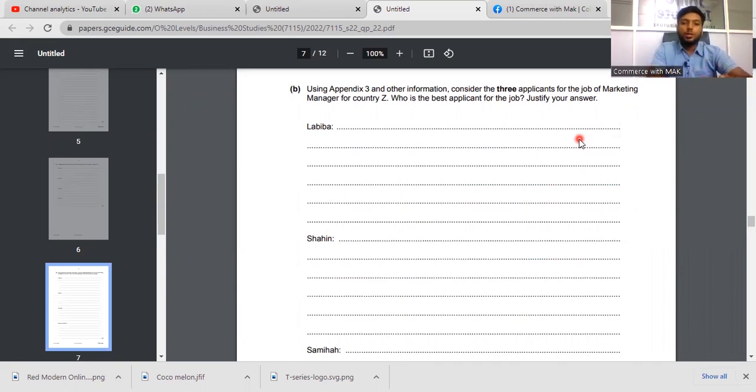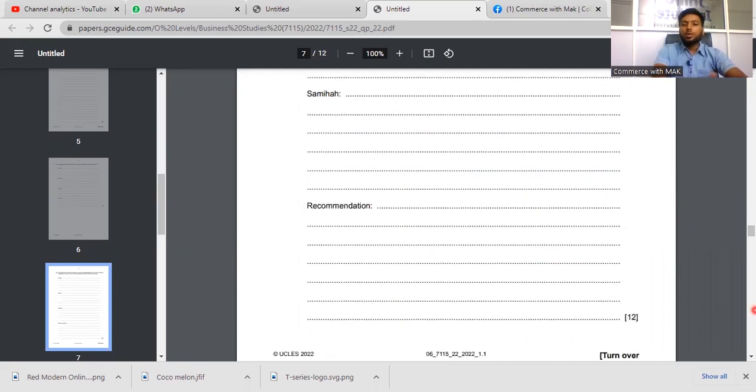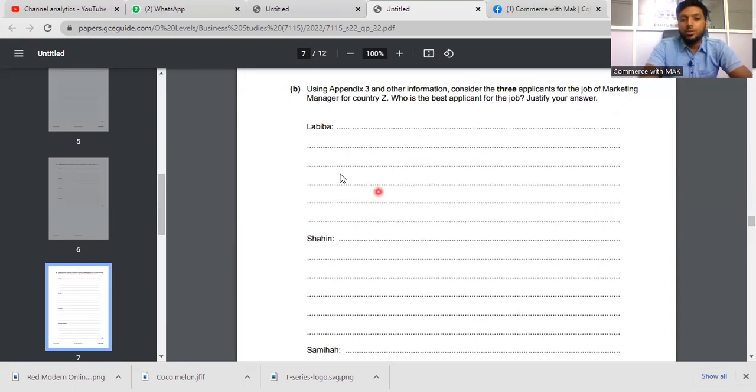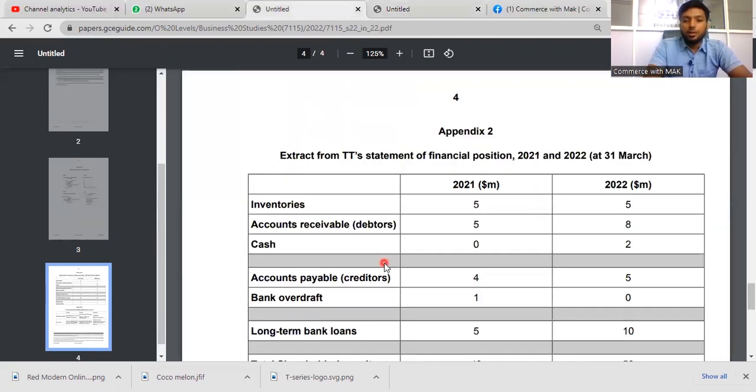But you need to understand one particular thing, whether it is Labiba, Shahin or Samiha, your answer should give a valuable justification in your recommendation part. So if Samiha is better, you should say that Samiha is better due to these reasons. Or if Labiba is better, Labiba is better for these reasons. So you should speak about the advantages and disadvantages of recruiting each applicant, then speak about all three in a common way, and finally give a recommendation on why they are best to choose. So let's move on to Appendix 3 and see what they have given in this question.